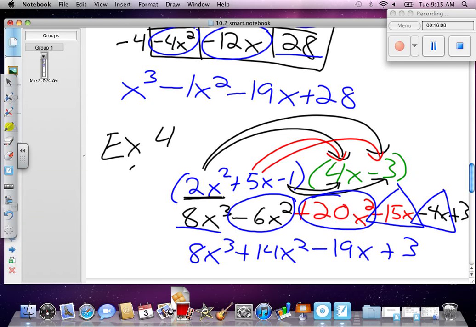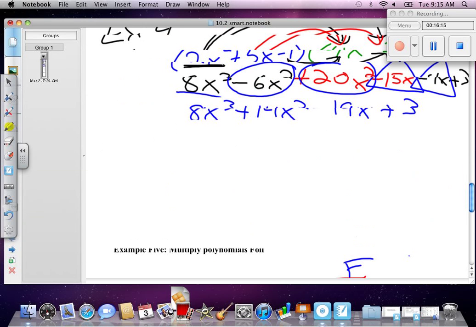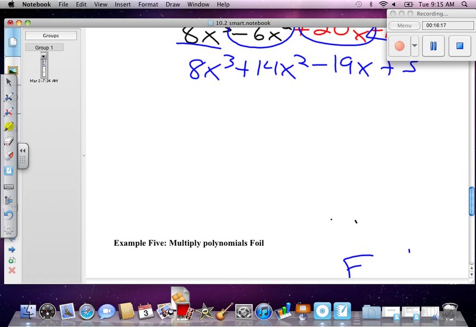Okay, let's do another one of these, but let's do it together instead of me just doing it. We've got 3x squared plus 2x minus 1 times x minus 2.